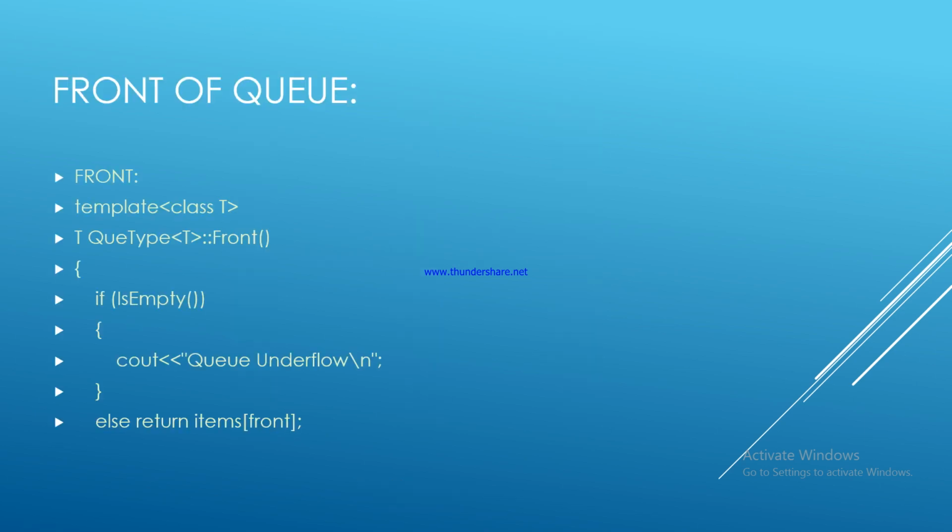Here is the front code snippet of the queue. Here we can see that it first checks whether it is empty or not. If it is empty, the queue will underflow, else the queue returns the front item.